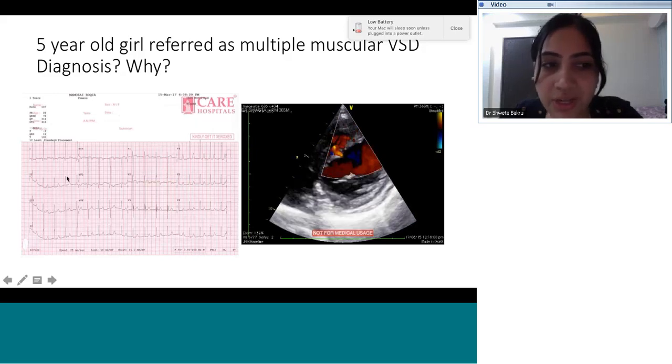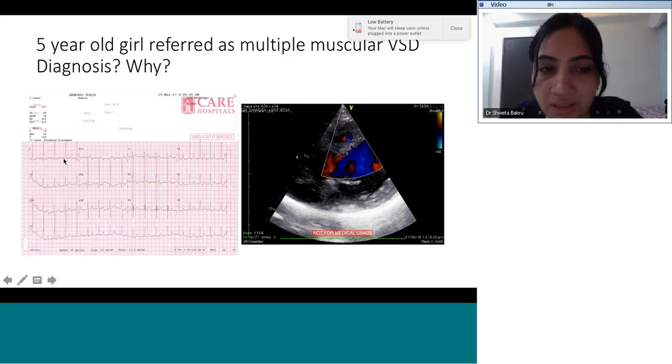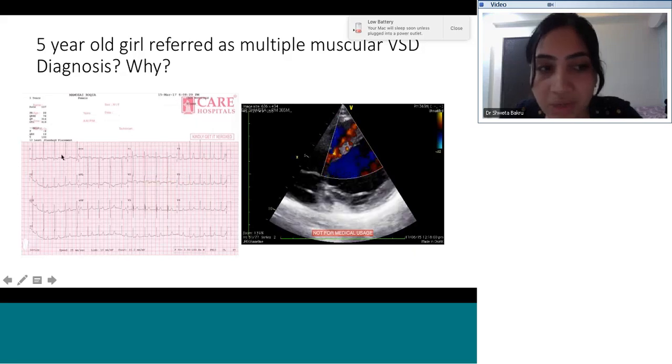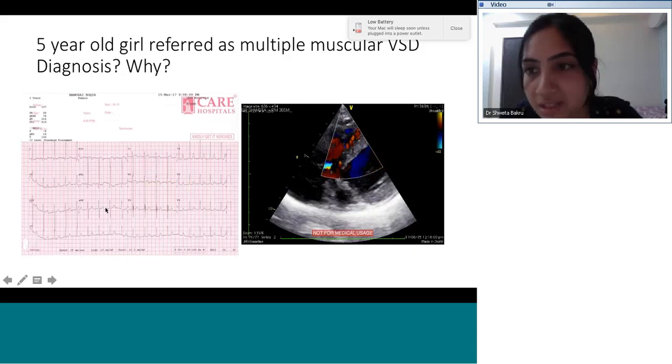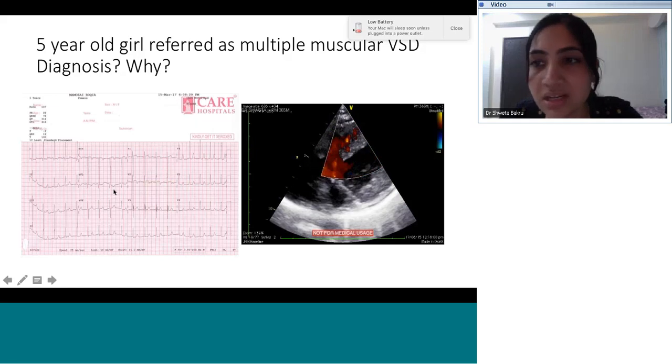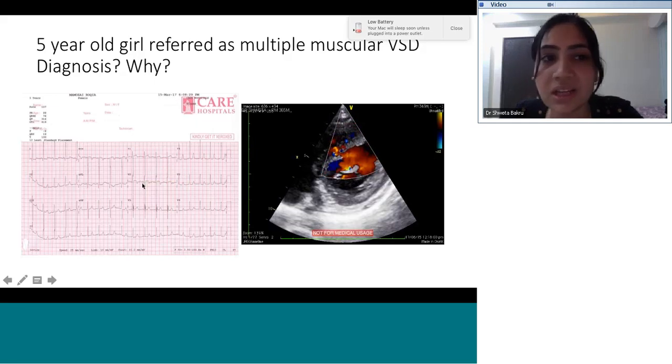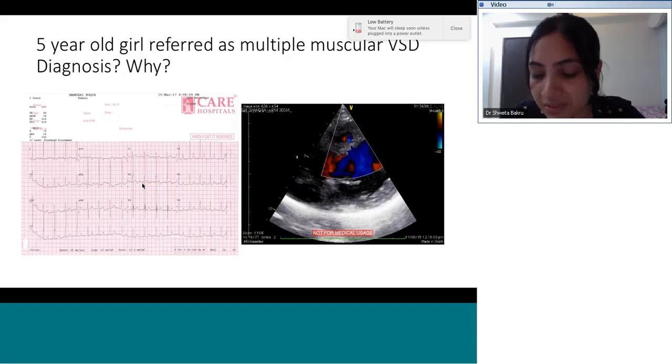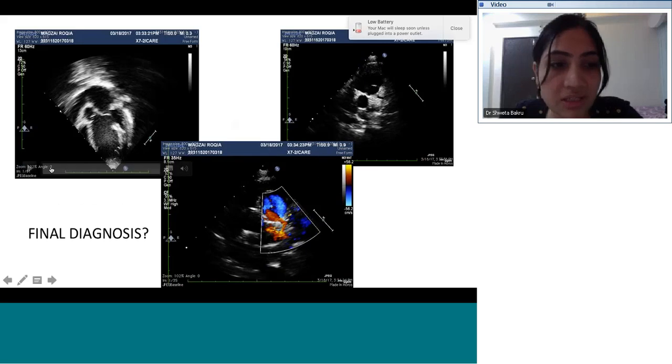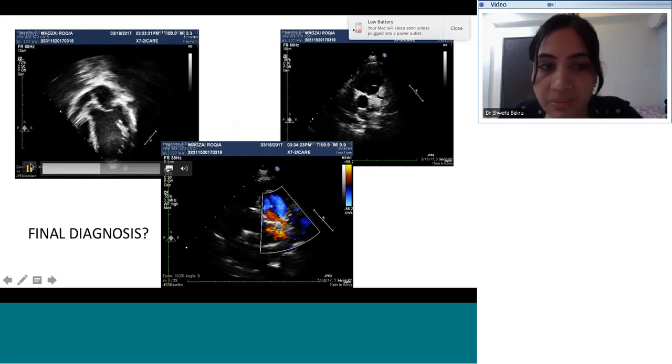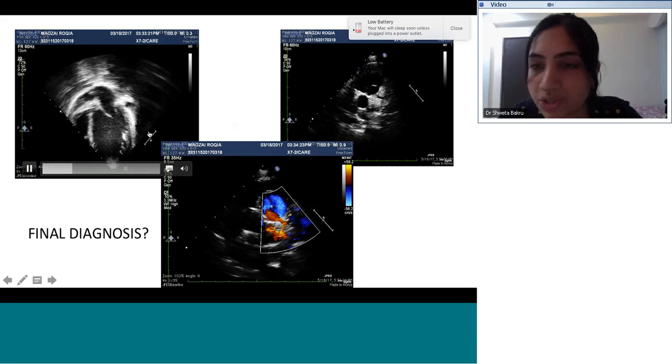The ECG is showing that in lead 1 there is a deep Q, a Q wave in AVL, and there is leftward axis deviation. So all these things are definitely not going with a 5-year-old child with a VSD. So let us see what the other picture suggests. This is the 4-chamber view.